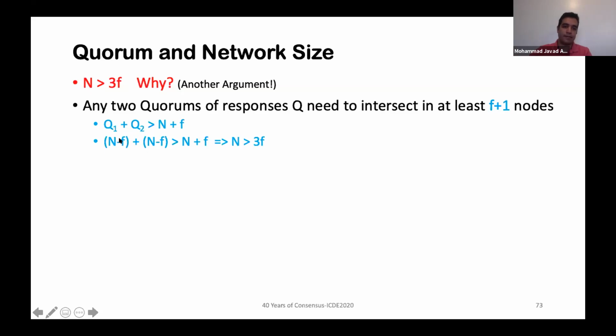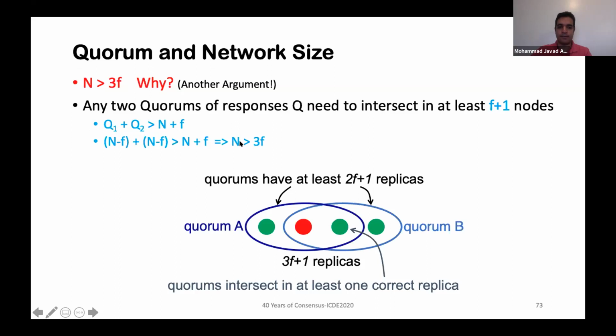So we have n minus f as quorum 1, n minus f as quorum 2, and we want these to be greater than n plus f. As a result, n is greater than 3f. So we have basically quorums of 2f plus 1 replicas, and we have 3f plus 1 replicas in total, and the intersection is f plus 1.